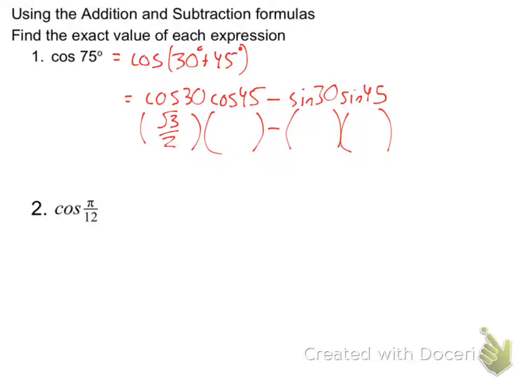Cosine of 45. Square root of 2 over 2. Sine of 30. 1 over 2. Sine of 45. Square root of 2 over 2. And now multiply those two groups together. And then make sure you have a common denominator. Put them together.